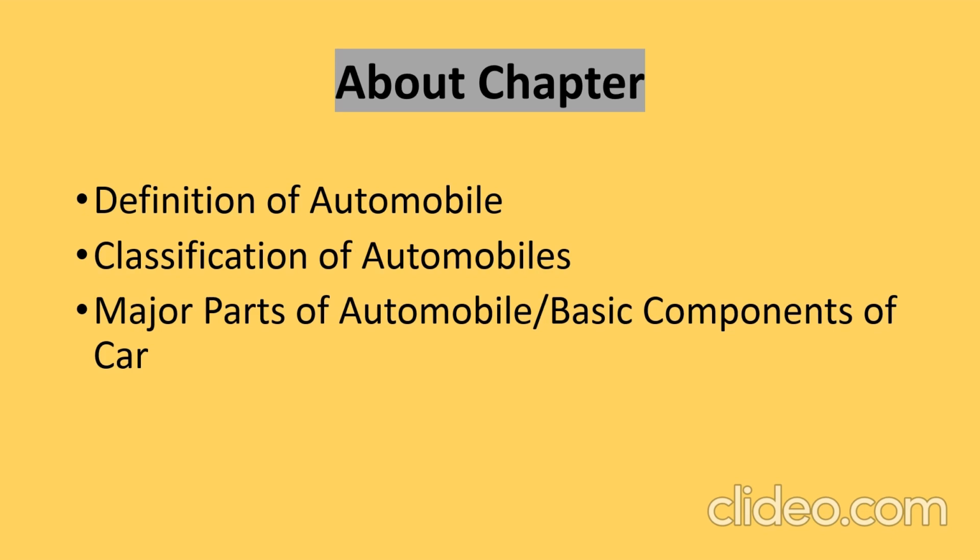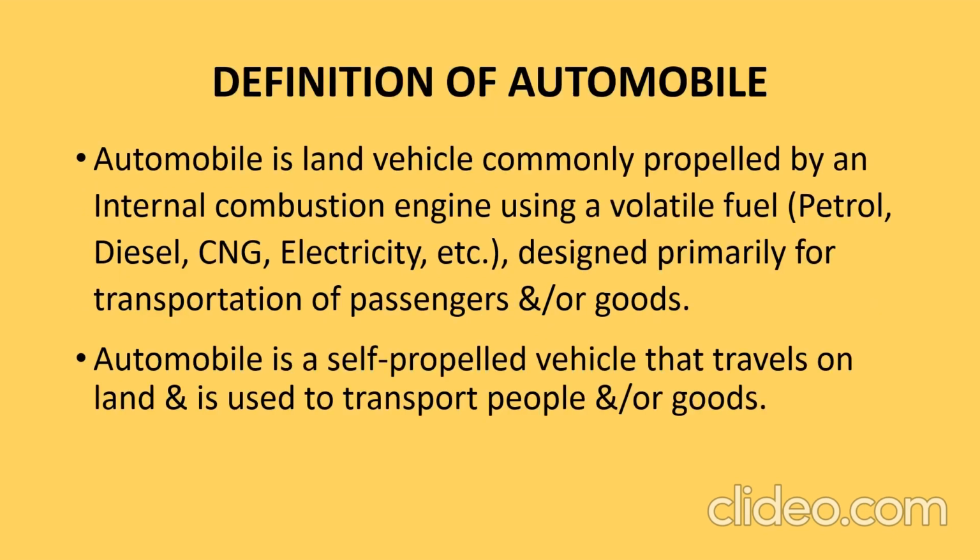So starting with definition of automobile. Automobile is a land vehicle commonly propelled by an internal combustion engine, that is IC engine, using a volatile fuel like petrol, diesel, CNG, electricity, etc. Designed primarily for transportation of passenger and or goods. Automobile can also be defined as a self-propelled vehicle that travels on land and is used to transport people and or goods.